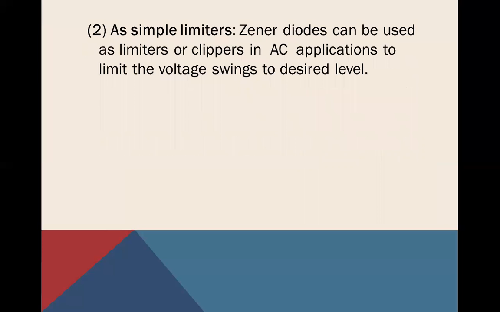If we talk about the application of the Zener diode as simple limiters or clippers, a Zener diode can be used in AC applications as a limiter or clipper, as it clips the waveform in the circuit in both forward and reverse bias conditions, as per its position in the circuit, to the desired level.